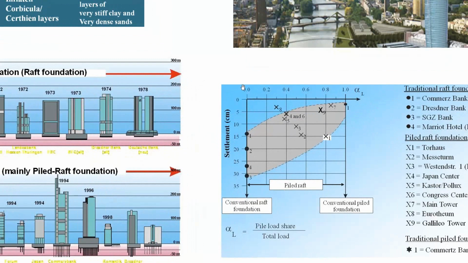And you see, in case alpha L equal to 0, that means we have conventional raft foundation. We have applied high-rise buildings on raft with settlement between 10 to up to 30 centimeter. 30 centimeter, can you imagine that? In most of the codes, people say not more than 5 centimeter or 10 centimeter for raft foundations, and we apply here settlement up to 30 centimeter, and all these buildings are still in very good condition till today in Frankfurt.